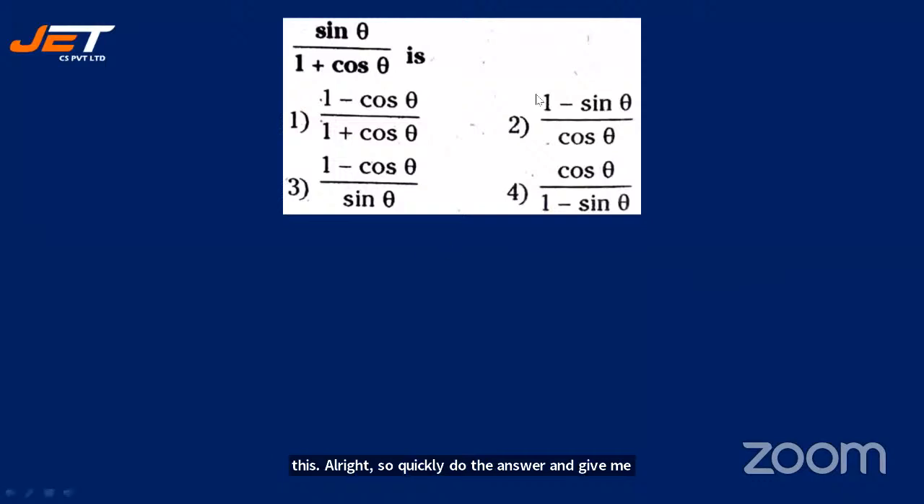Let's see how many are already giving me. Reciprocal. Okay. Good. Fine. Sandhya, Navaneet. Please work out and then give me the answer. Bhavani, Harshita, Chintu. Okay, Rohini. Fine. Let me give you the answer.